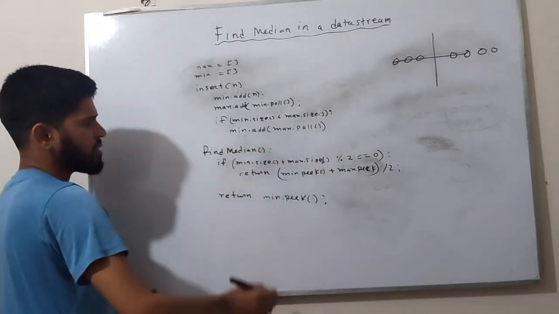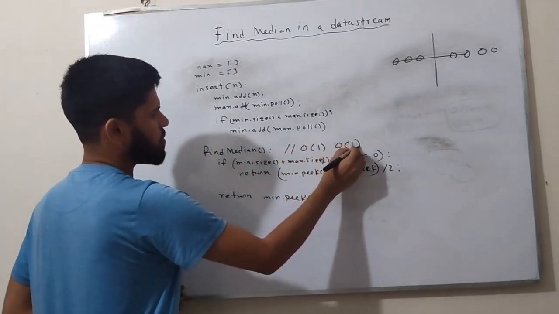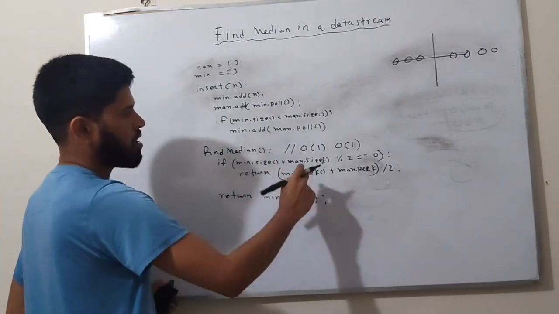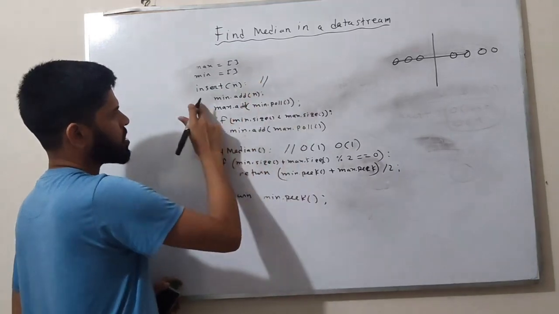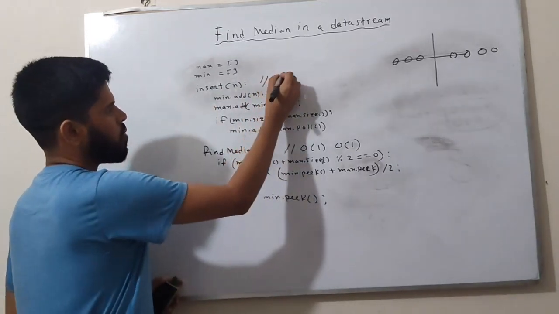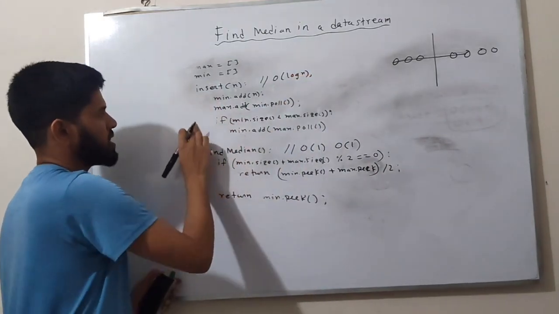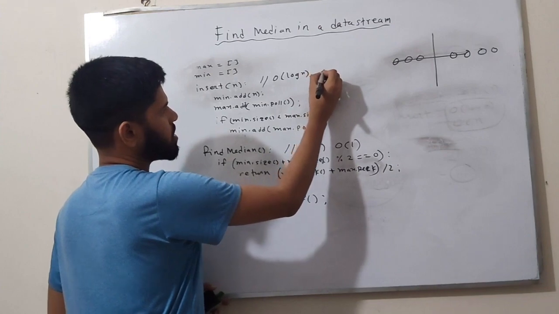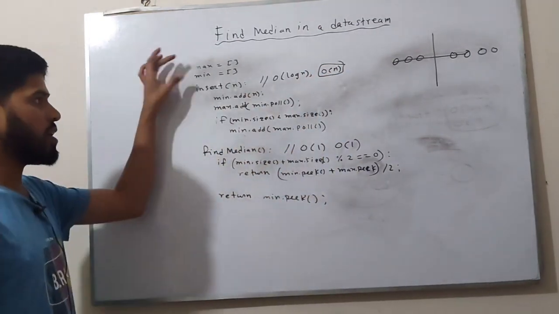This is our algorithm. Finding the median will take time complexity of O(1) and space complexity of O(1), and you clearly saw that the peek operation takes constant time. The insert operation will take time complexity of O(log n) for the heapify process, and it will take space complexity of O(n) to store n number of elements in our heap data structure.